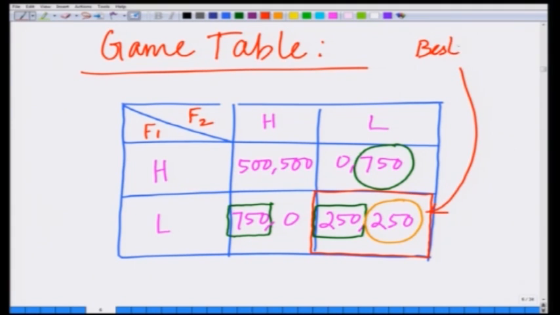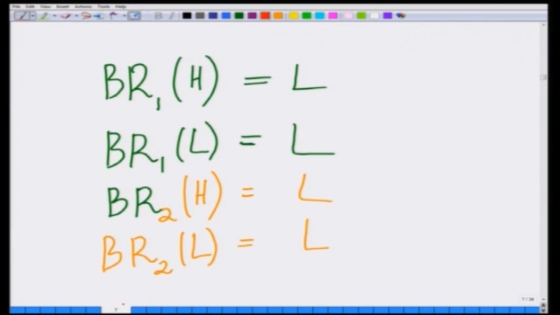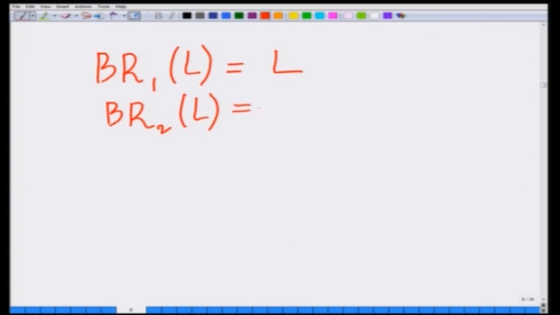This is a box where best responses intersect. Therefore, this is the Nash equilibrium of this game. We said, what is the Nash equilibrium? If you look at the LL outcome, the best responses intersect, that is, the best response of firm 1 to L of firm 2 equals L, and the best response of firm 2 to L of firm 1 is L.